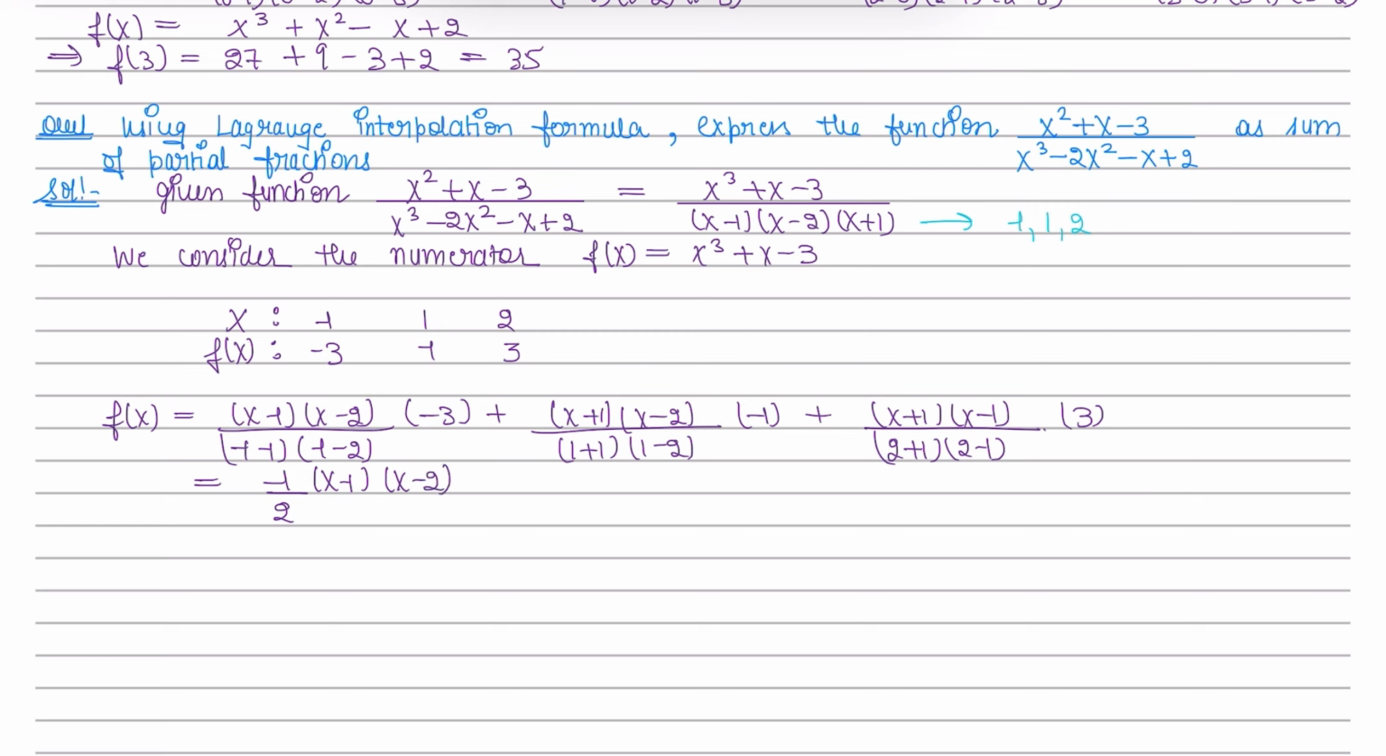Please make sure that you are not simplifying these terms because we do not need the Lagrangian polynomial in the end. Rather, we want to convert it into partial fractions. So, we will just simplify the denominator term and it will be half into x plus 1 into x minus 2 plus x plus 1 into x minus 1. This term is equal to x square plus x minus 3.